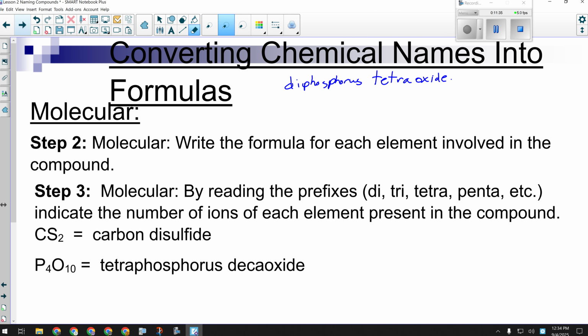So I would write the symbol for phosphorus. How many phosphorus do I have? 2. And how many oxygen do I have? 4. Do I reduce that? No. I do not reduce molecular compounds. They're not sharing electrons, there's no ratio for them. They just go together whatever way makes them happy and allows them to share their electrons. Making sense? There is absolutely nothing new for molecular from what you learned last year. It is exactly the same.